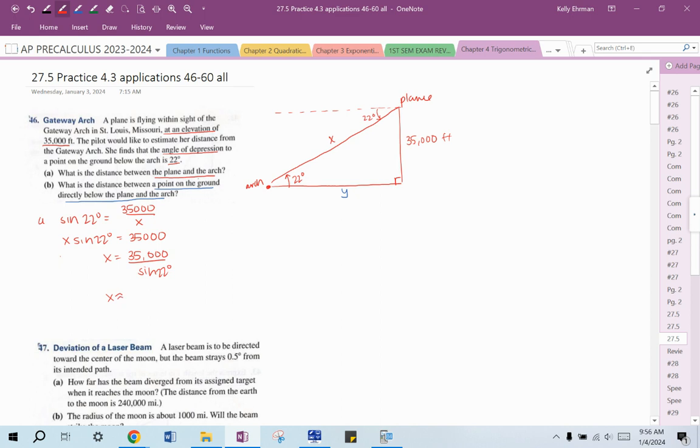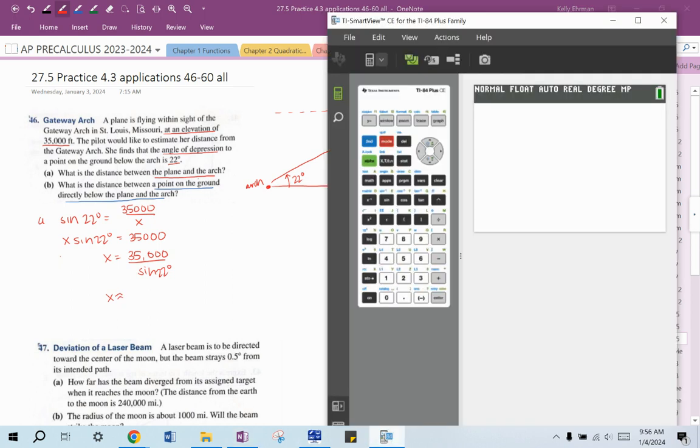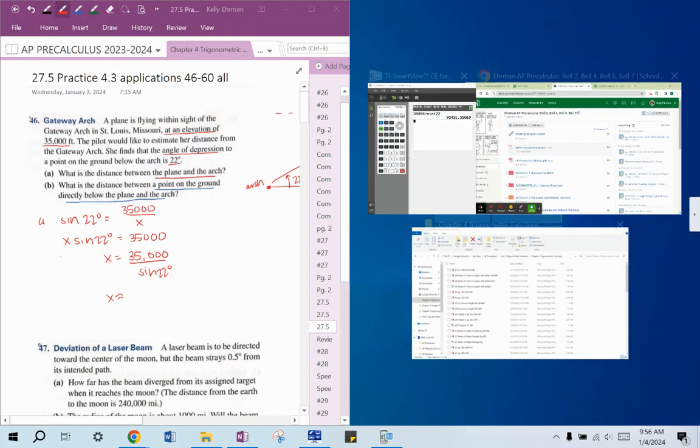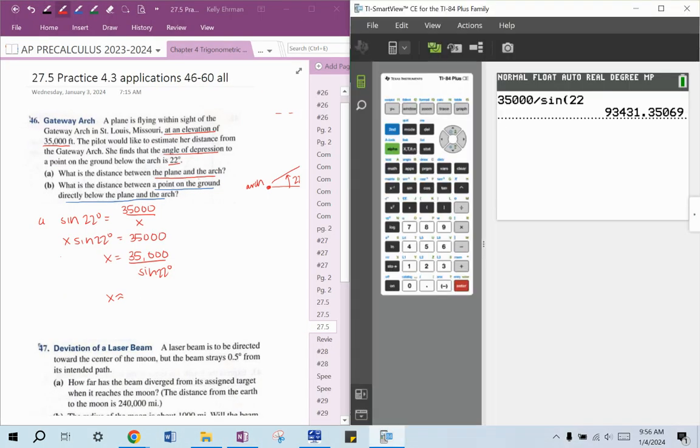We are going to approximate always to 3 places. So again, I'm in degree mode. 35,000 divided by the sine of 22. So that is 93,431.351, and I label that in feet because the elevation was given in feet.